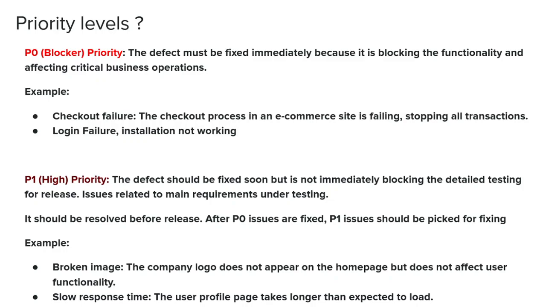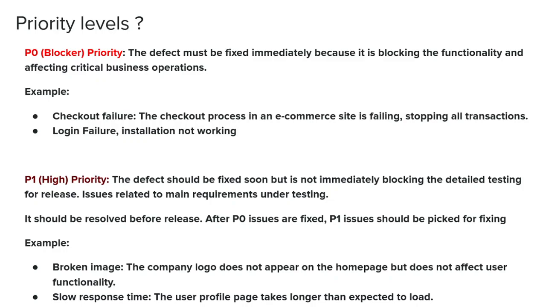The P0 defect should be fixed immediately because it is blocking the functionality and affecting critical business operations. For example, checkout failure. If the checkout process on an e-commerce website is failing, stopping all the transactions, that is a P0 blocker issue, because users are not able to do the checkout process. Login failure. If the user is not able to log in, then it's a P0 blocker issue. P0 priority should be fixed immediately.